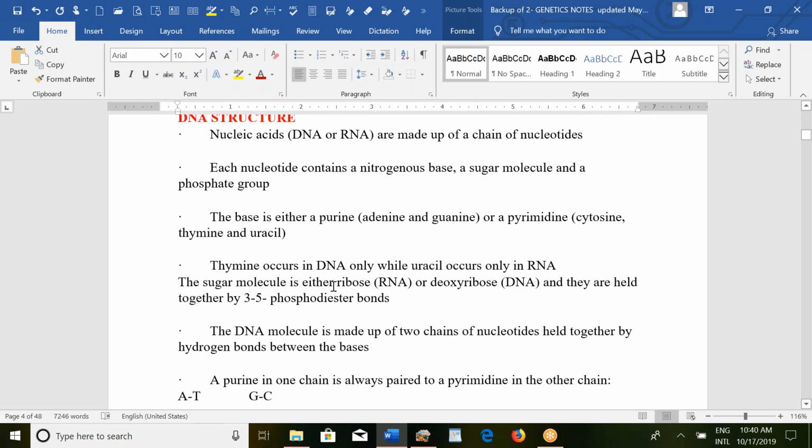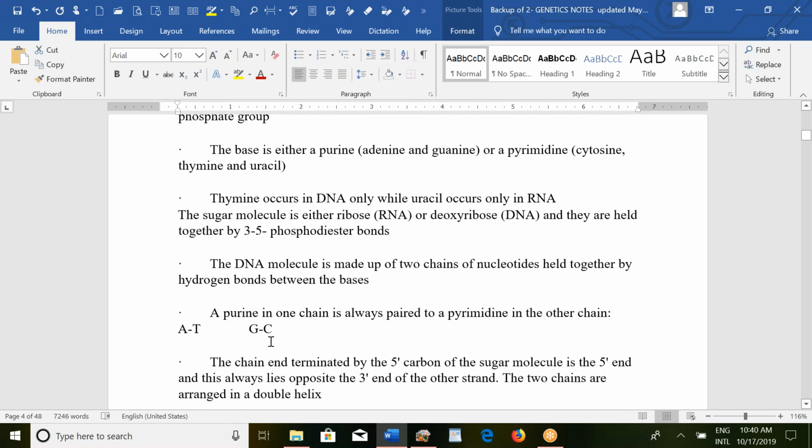The sugar molecule is either ribose or deoxyribose, and the nucleotides are held together by a 3' to 5' phosphodiester bond. The DNA molecule is made up of two chains of nucleotides held together by hydrogen bonds between the bases. A purine in one chain is always paired to a pyrimidine in the other chain.